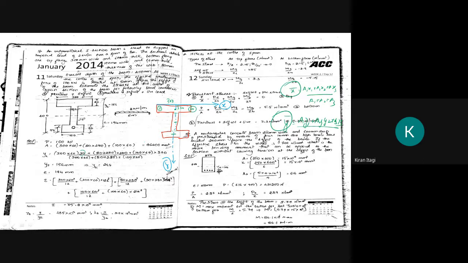I hope you remember these formulas from your basic engineering mechanics. Then what is the value of x1? X1 is 30. Now a2 is what? The web, 80 into 280, multiplied by x2. How much is x2? It is 200. Why 200? The total depth is 280, and 280 divided by 2 is 140.